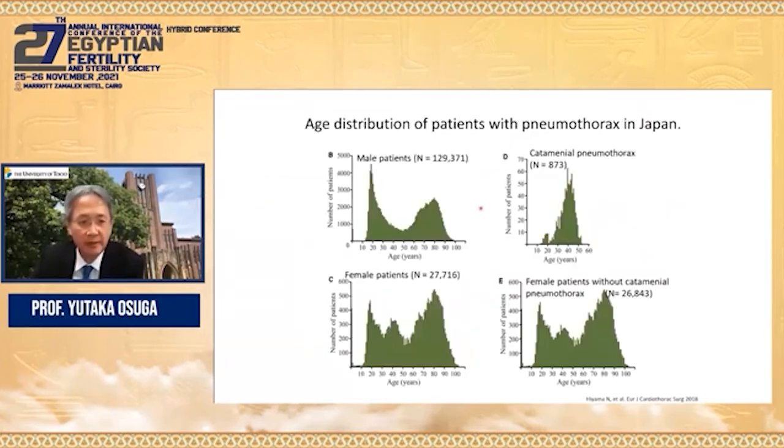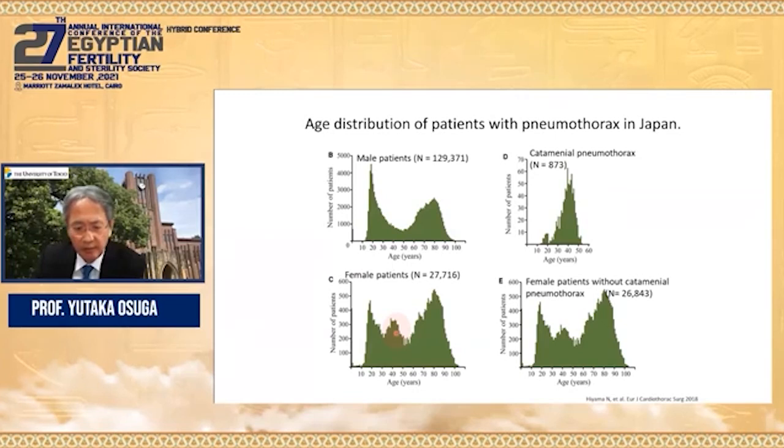And please look at this slide. This slide shows age distribution of patients with pneumothorax. Male patients show 2 peaks at around age 18 and 80. In contrast, the female patients have 3 peaks. 2 peaks at the same ages as observed in the male. The additional one is around age 40.